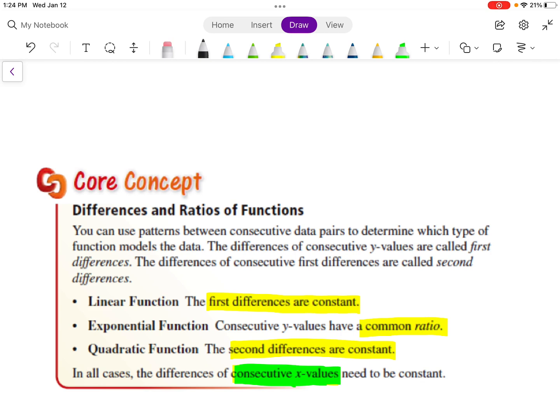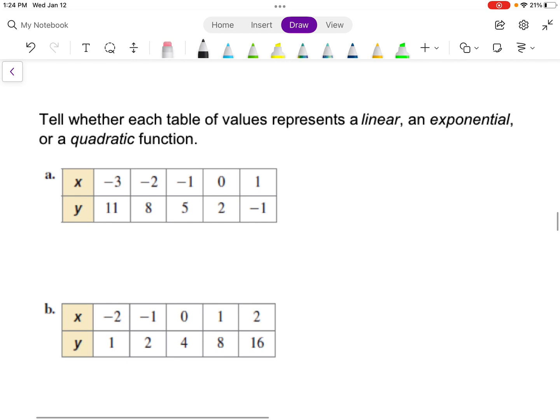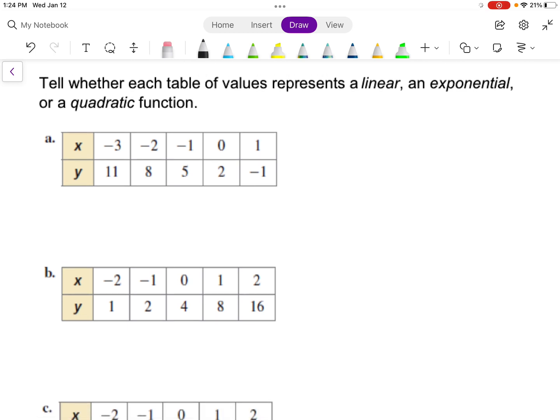All right, so let's just try maybe one more of these. So I'm going to go down to some of these. We have some tables here. I'm going to say are they linear, exponential, or quadratic. We'll do an example of each.